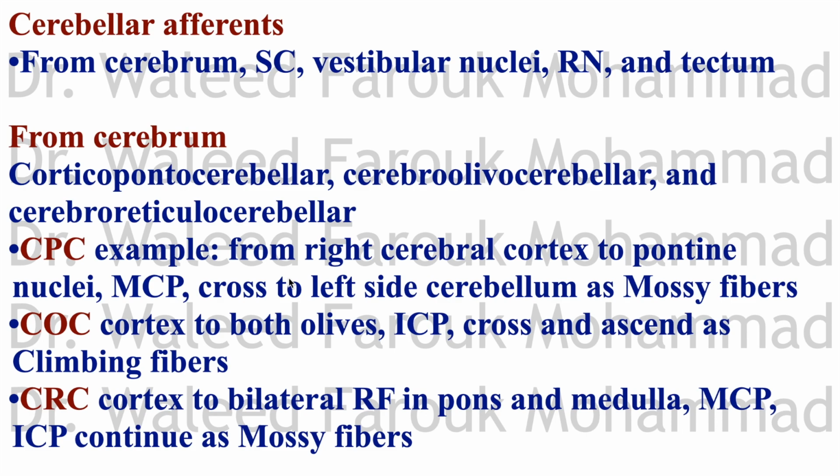Cerebro-olivocerebellar fibers go from the cortex to both olives, mainly the inferior olivary nucleus, then through the inferior cerebellar peduncle, and cross and ascend as climbing fibers. Remember, we talked about climbing fibers before. They are the fibers coming from the inferior olive or from the olives. Cerebro-reticulocerebellar fibers go from the cortex to the bilateral reticular formation in the pons and medulla, then through the middle cerebellar peduncle and inferior cerebellar peduncle, and continue inside the cerebellum as mossy fibers.